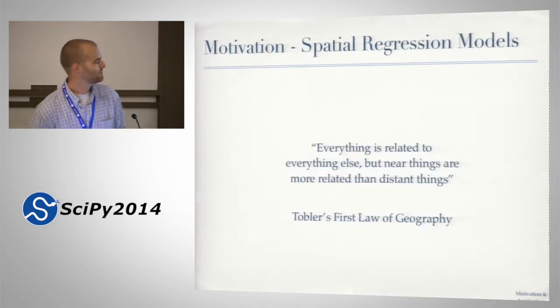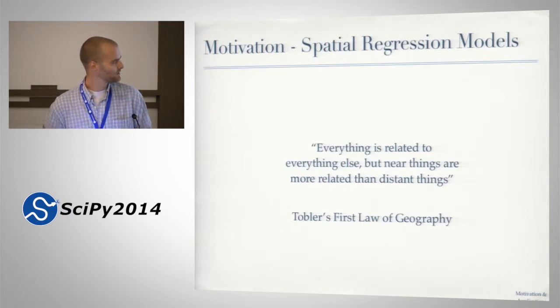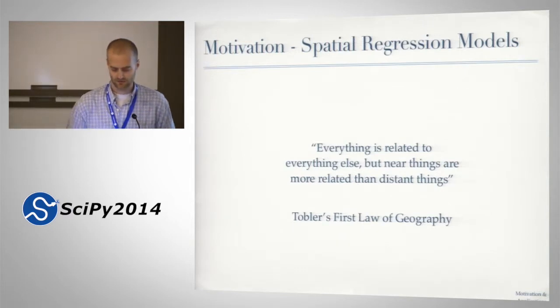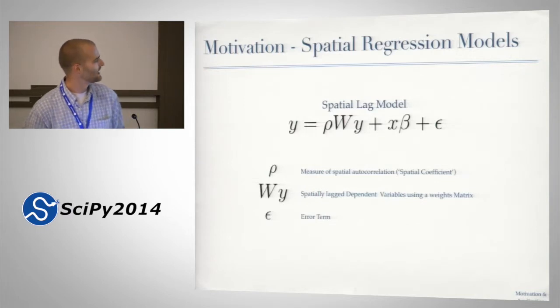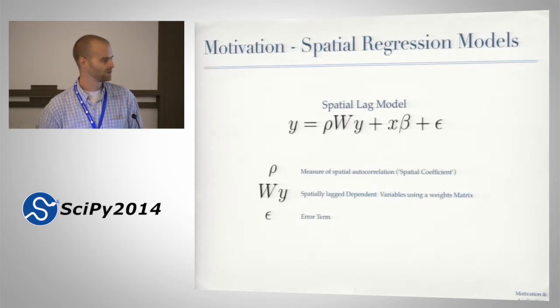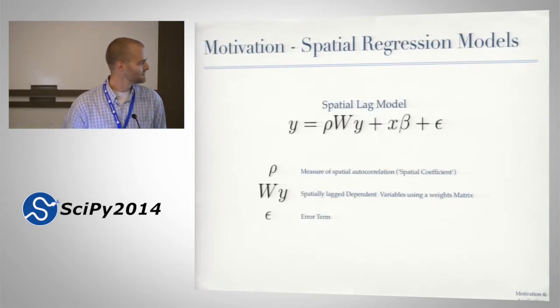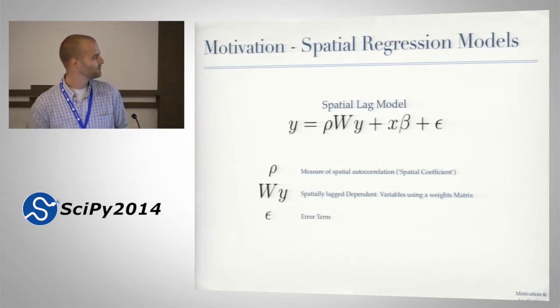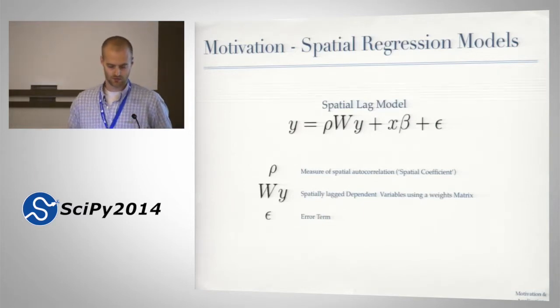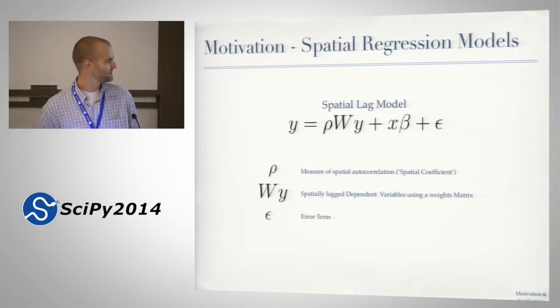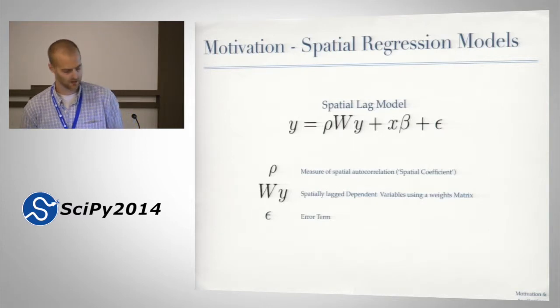Within spatial regression models, we're leveraging Tobler's first law, basically suggesting that everything's related to everything else, but near things are more related than more distant things. And so here's a classic spatial lag model where rho is our spatial coefficient or some measure of spatial autocorrelation. We have a spatially lagged dependent variable, and so this W here is what we are trying to compute or what is necessary if we're going to spatially lag these, and an epsilon, our error term.